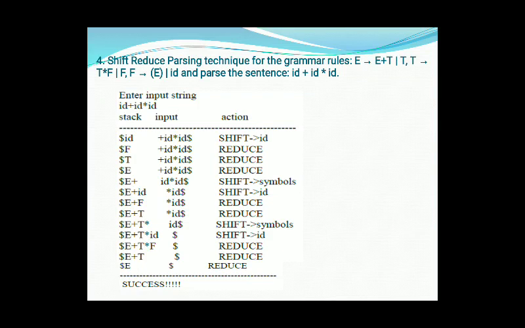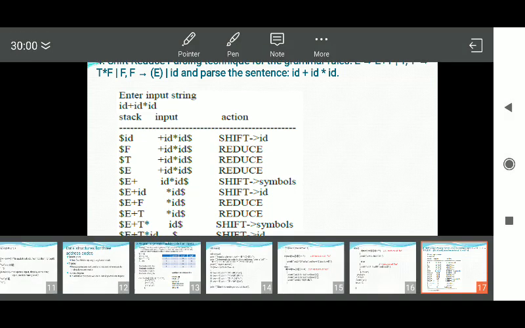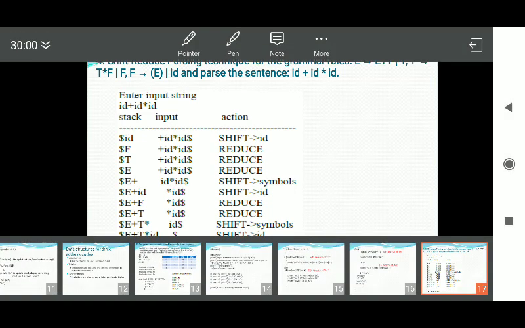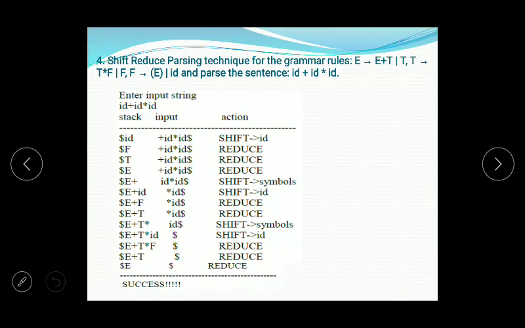Dear students, let us discuss the fourth lab program, that is the shift reduce parsing technique. Shift reduce parsing is a popular method of bottom up parsing. In the sense, the parser is constructed from leaves towards the root. That is, when a string is given, that string must be able to reduce to the start symbol.